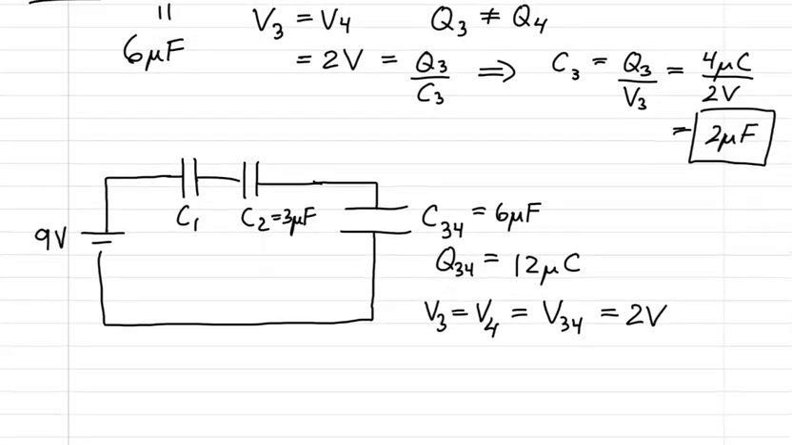Where we're at now, we have all this information about C34. We have this about C2, and C1 is what we're trying to find. And there's a battery of 9 volts. So at this point, you can treat this as a brand new problem. I'm trying to find what C1 is. These capacitors are in series. So we know something about capacitors in series.